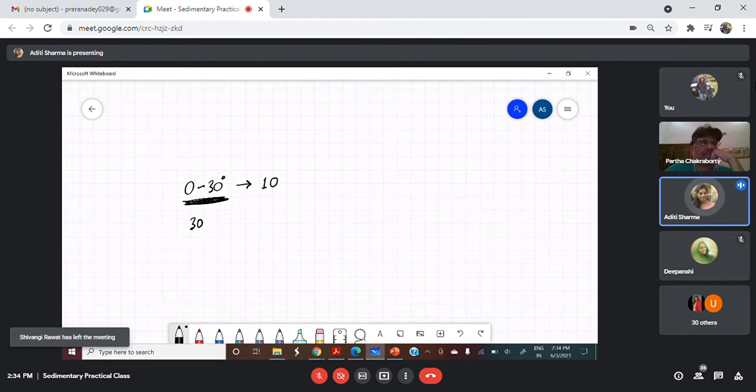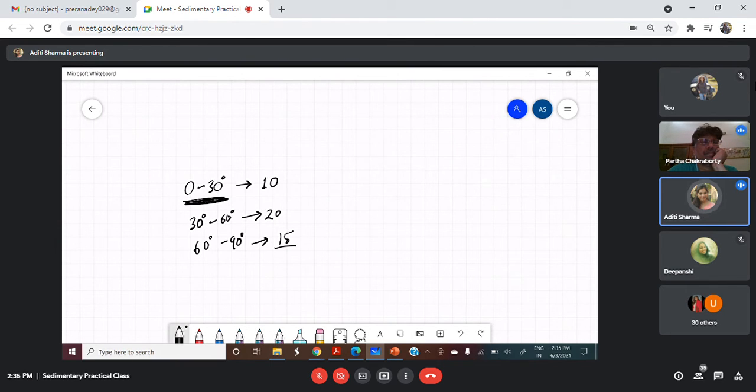Then the next interval will be 30 degrees to 60 degrees. So you see how many values fall in this interval. Let's assume it's 20. Next interval, similarly, will be 60 degrees to 90 degrees. Again, you see the number of values you are getting. For example, let's say 15. Now you see the maximum number of readings. If we see here, I'm assuming 20 is the highest frequency I'm getting.